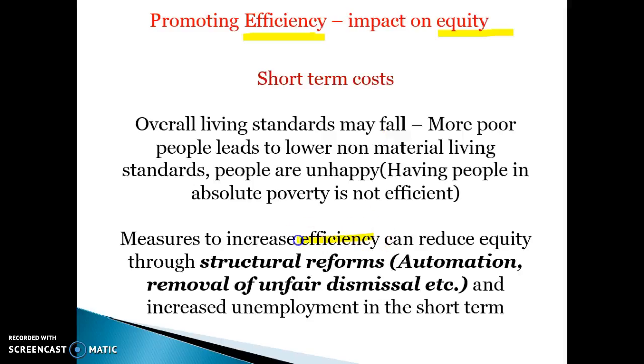Also, measures to increase efficiency like structural reforms, so businesses becoming more automated or removing unfair dismissal laws so it's easy to get rid of poor performing workers. All of this can lead to more unemployment, which can therefore lead to more inequity in the distribution of income. So promoting efficiency through increased technology or structural reforms can often lead to more unemployment, which is bad for equity in the short term.